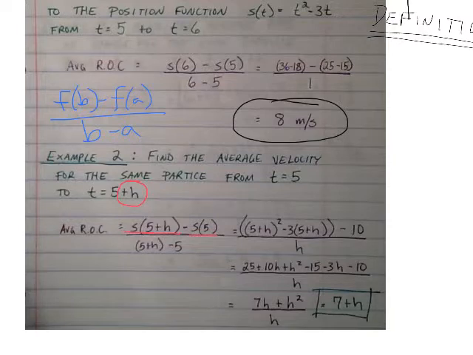And this kind of confirms our finding earlier. If we let h be 1, we'd be going from time 5 to time 6, and we get 7 plus 1, and that matches our 8 above. So this supports what we found earlier. We're still not quite to the definition of the derivative, but we're slowly building to it through examples. So let's take a look at the next example.